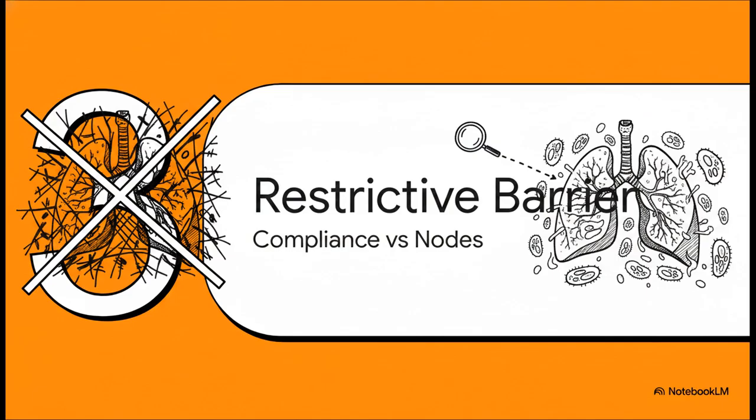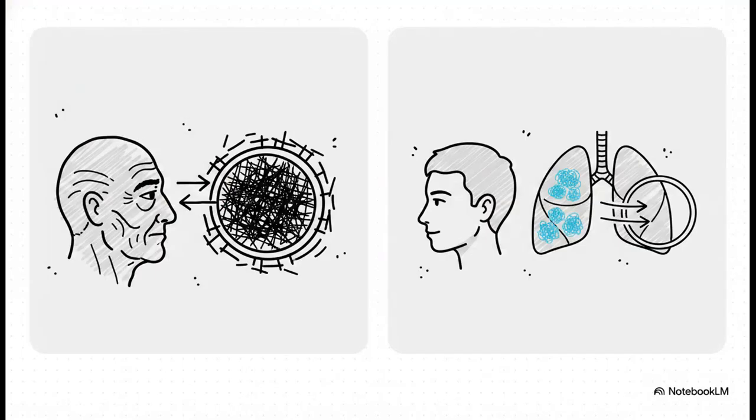Next up, Section 3, the restrictive barrier. We're looking at interstitial compliance versus granulomatous nodes. Now we're shifting our focus down from the upper airways and deep into the parenchyma of the lung itself. Let's compare the stiff, heavily scarred lung of idiopathic pulmonary fibrosis with the systemically inflamed lung of sarcoidosis. The real tipping point between these two lies in the nodal architecture and the DLCO.